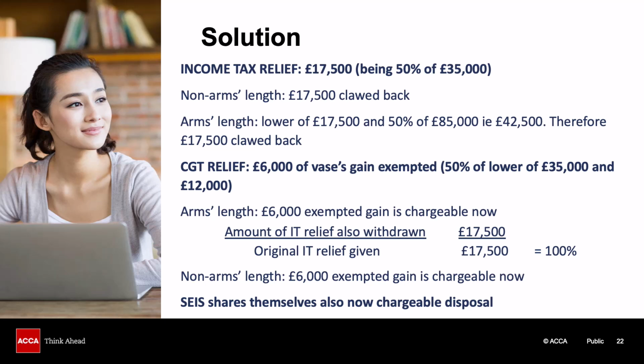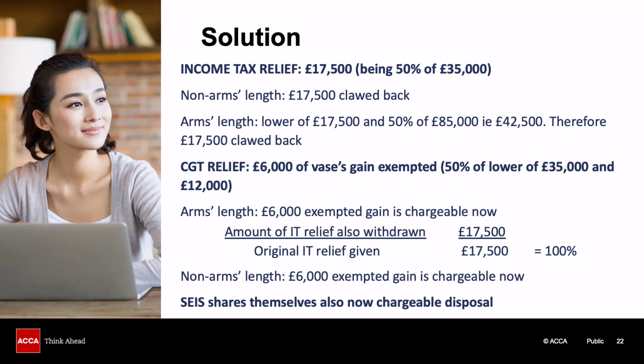Now that the SEIS shares have been disposed of within 3 years, if they are sold to an unconnected party, so at arm's length, then the proportion of previously exempt gain of £6,000 that now becomes taxable is £17,500 divided by £17,500, so that's 100% of our £6,000. If the shares were sold to the brother, then the original amount of CGT relief is payable now to HMRC, and that is £6,000. So in both cases, the amount of income tax or CGT now due to HMRC is the same, regardless of whether the sale is at arm's length or not, but depending on the numbers in the question, that won't always be the case. So you do need to go through the processes as shown here in order to arrive at the correct conclusion.